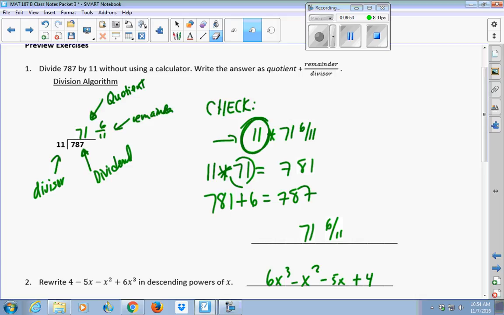So regardless of whether we're doing arithmetic or algebra, your dividend is equal to your divisor times your quotient plus your remainder. You'll see that later on.